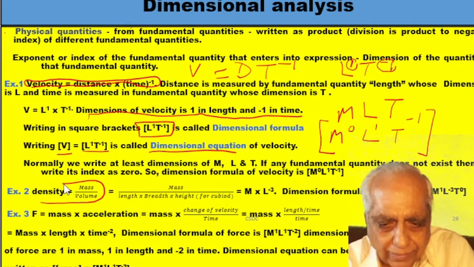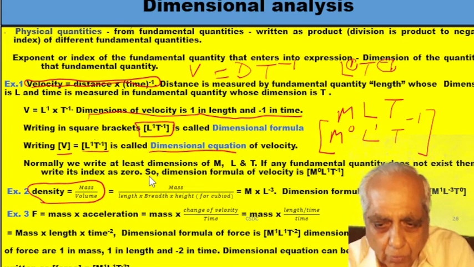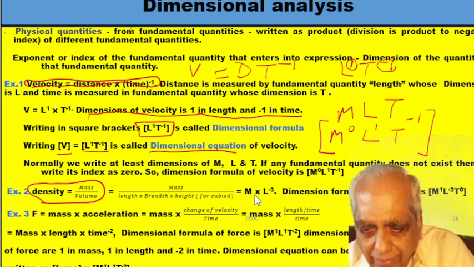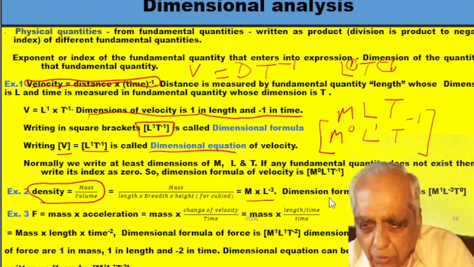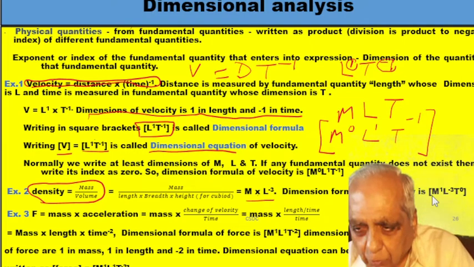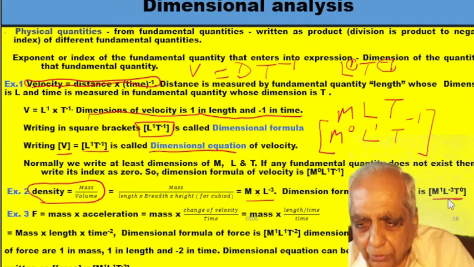Density. You know density is mass upon volume. So mass, and what is the unit of volume? It is 3 lengths, pi r square h, or length into breadth into height. Volume will have 3 dimensions. So it can be written as m multiplied by L raised to minus 3. This is density in terms of mass and length because there is no time involved here. So the dimensional formula of density is m raised to 1, L raised to minus 3, t raised to 0 in square brackets.